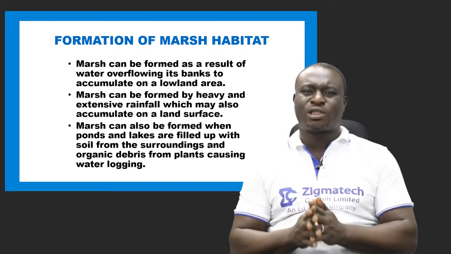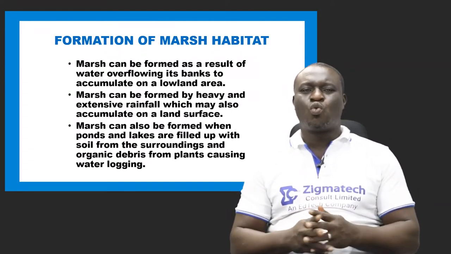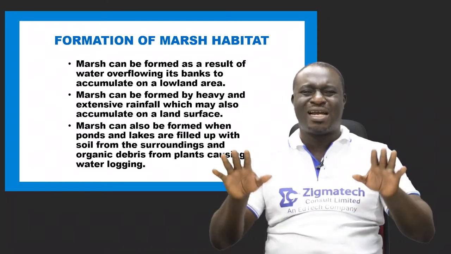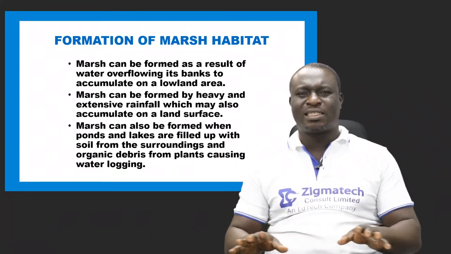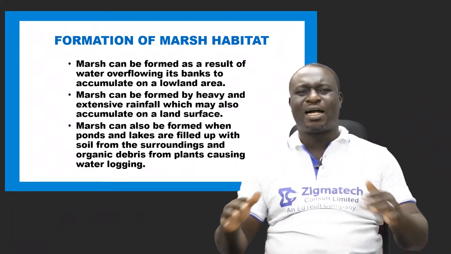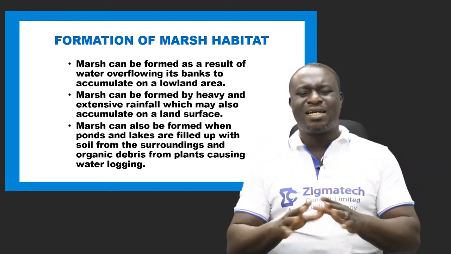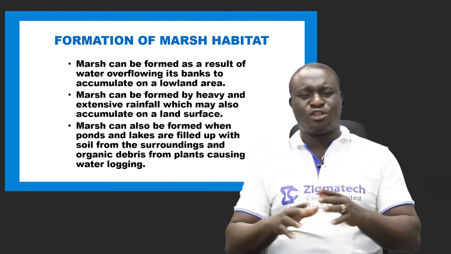Another way a marsh can also be formed is when heavy and extensive rainfall takes place and the water accumulates on a land surface or on a lowland surface.